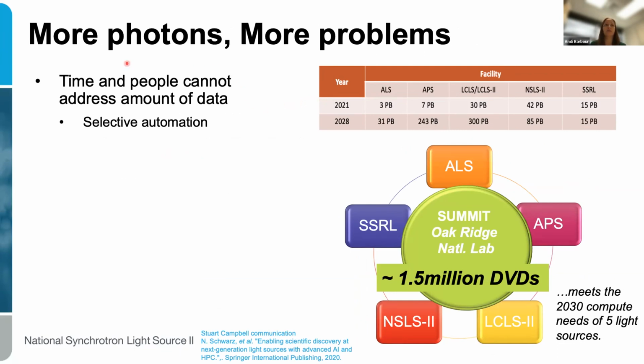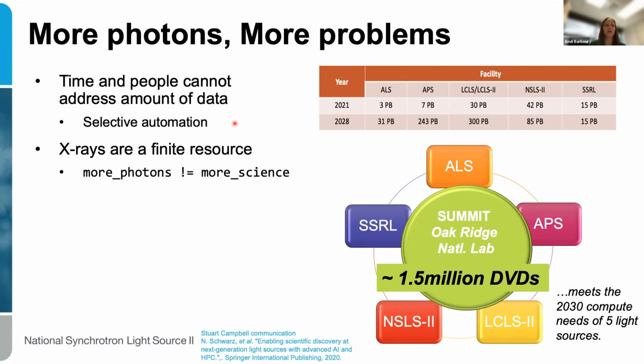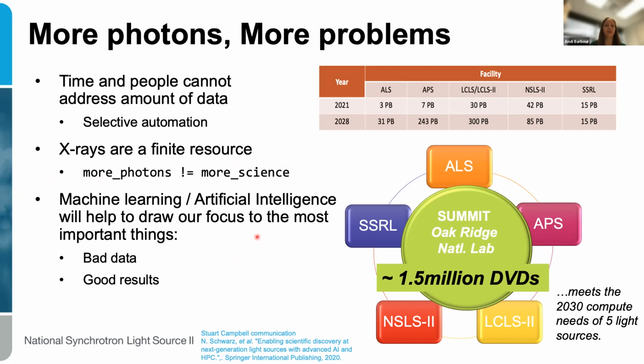I think the big problem is that the time and people can't address the amount of data, and so we have to automate, but maybe selectively automating the things that give the biggest bang for the buck, which may sometimes be the more boring things to work on scientifically. But I think that supports future endeavors to do really advanced stuff with machine learning. Also, X-rays are a finite source, so more photons doesn't equal more science. So if we automate as much as possible, then we give time for people to explore the data in new and interesting ways. And finally, machine learning and artificial intelligence can help draw a focus to the most important things.